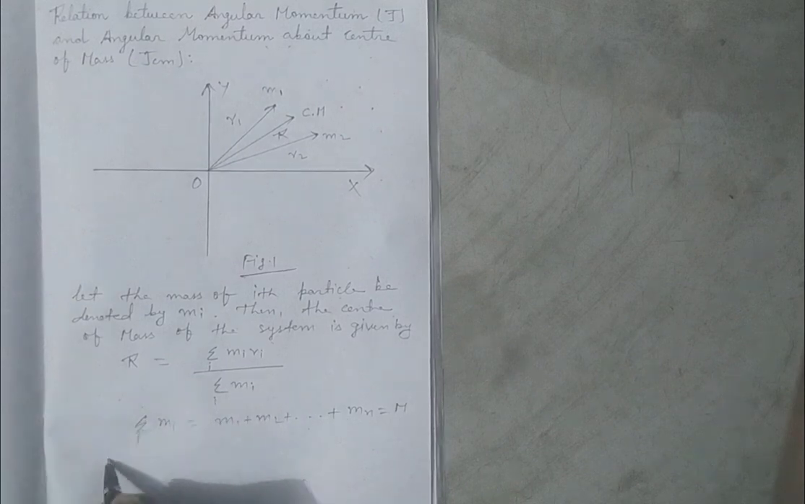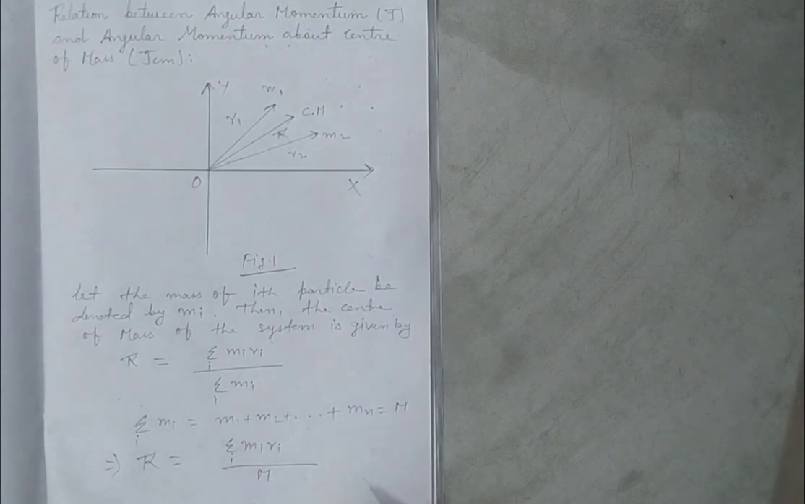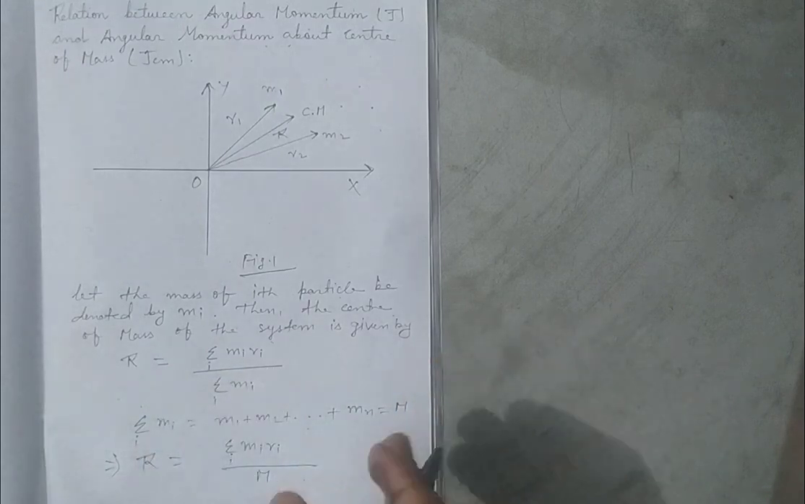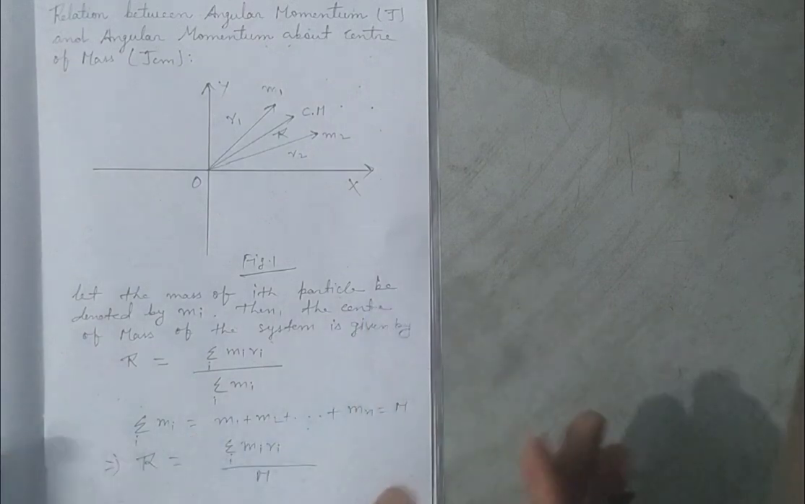Okay, so we can say here that the center of mass of the system can be written as sigma i mi Ri upon the capital M. The capital M here is the total mass of the system. So this is the center of mass of the system, and again, it can be defined as the point where all the mass of the system can be assumed to be concentrated for all practical and calculation purposes.